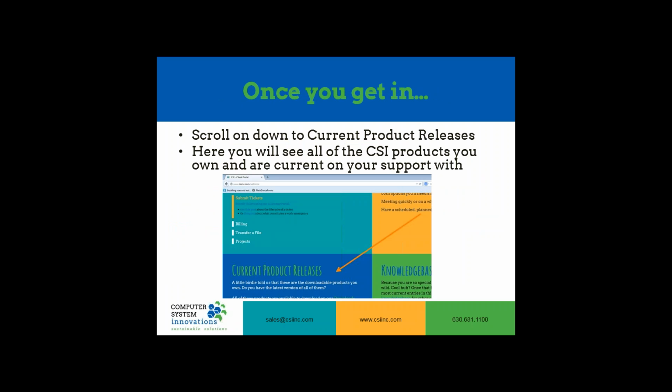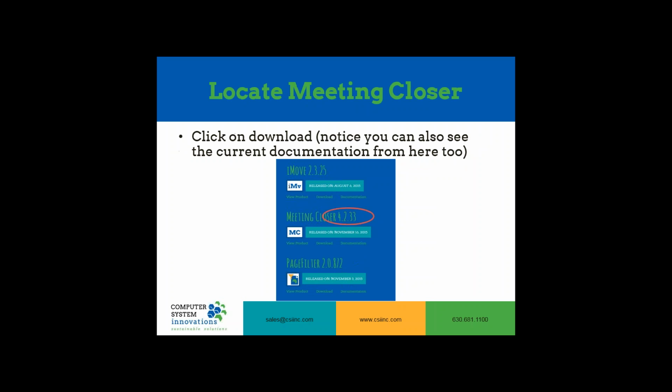Scroll down to our current product releases. You will see every product that you are current on maintenance with. You can even click on documentation if you want and find out what we've added. So if you're on version 4.2.22 of Meeting Closer and you go, wow, they've had 11 versions, you can go and find out what they are.